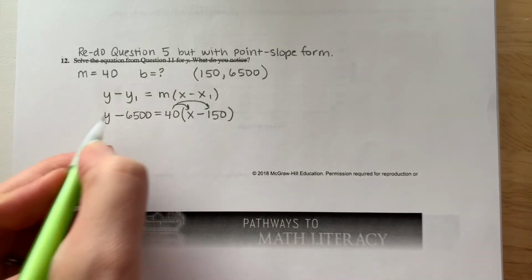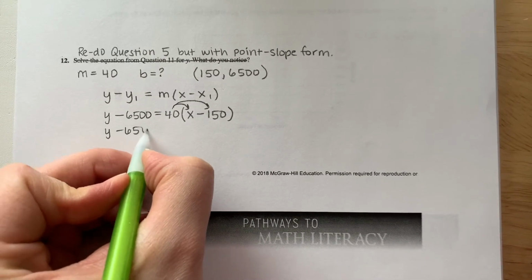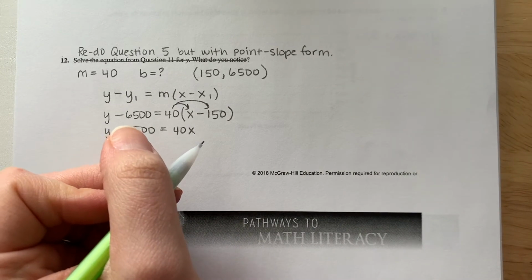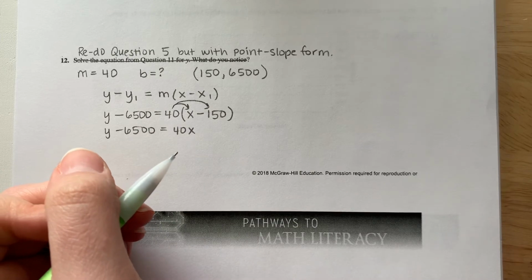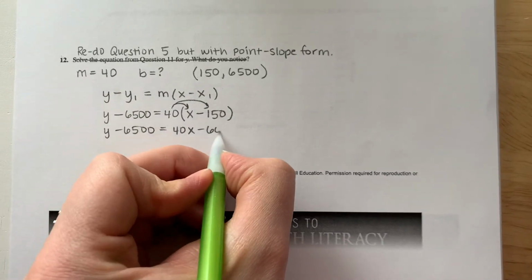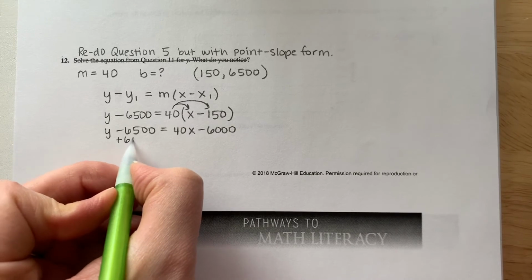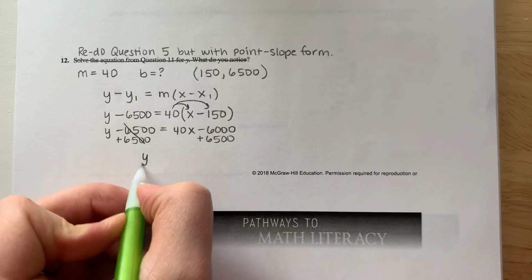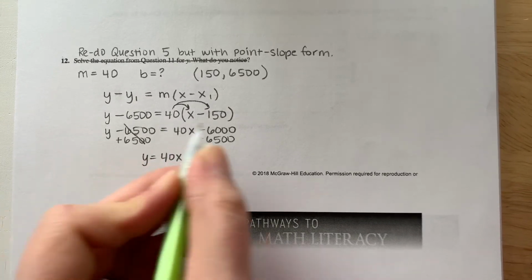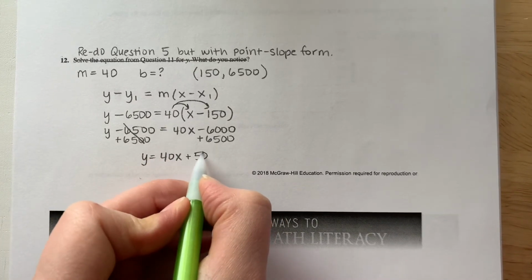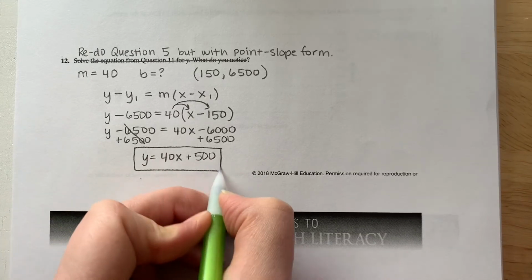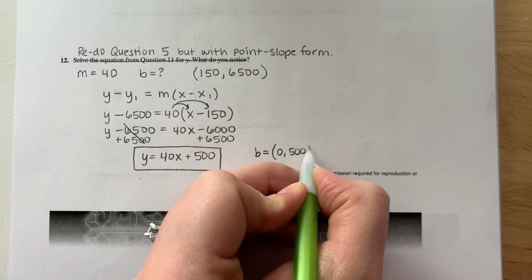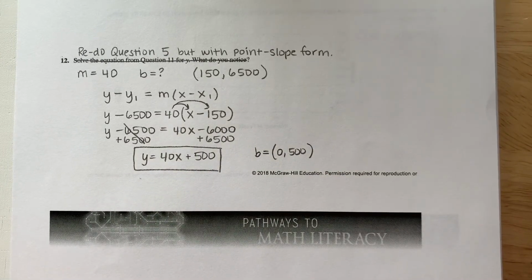So we can distribute the 40. 40x, and let me multiply that. We've got 40 times 150. That gives us negative 6,000. And now we can add the 6,500. And that gets us y equals 40x. And then if I add those together, that gets me plus 500. So this is the same equation we found before. And that tells us the b value is that 0, 500, which we discovered before using slope-intercept form.